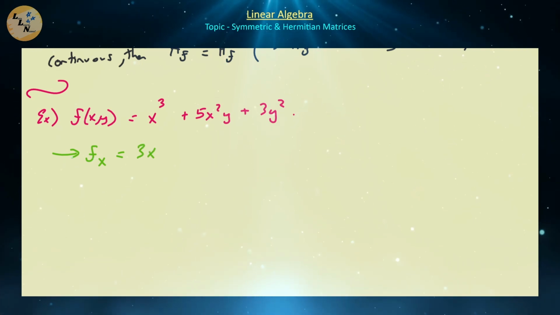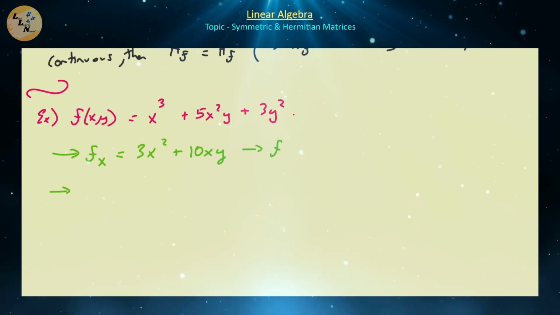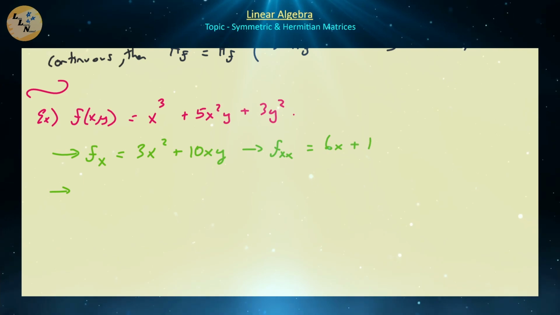So that's going to give us 3x squared plus 10xy, and then 3y squared is just a constant, so that differentiates to 0. And the second derivative with respect to x, so we take the derivative with respect to x again, that's going to give us 6x plus 10y.